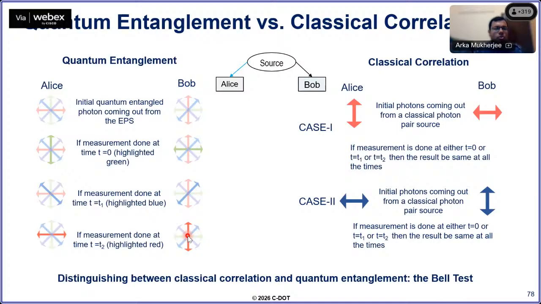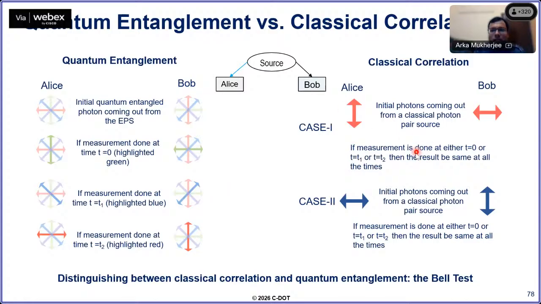So that's how quantum entanglement works. Depending on the time of the measurement, the outcome will change. But if I measure at Alice's end, we will immediately know the value at Bob's end. So they are correlated already. But this is different from classical correlation. Here you can see that the outcome is dependent on time. So at t equal to 0, t equal to t1 or t equal to t2, the outcome is random, but they are correlated. If Alice is horizontal, Bob will be vertical. If Alice is vertical, Bob will be horizontal, like that.